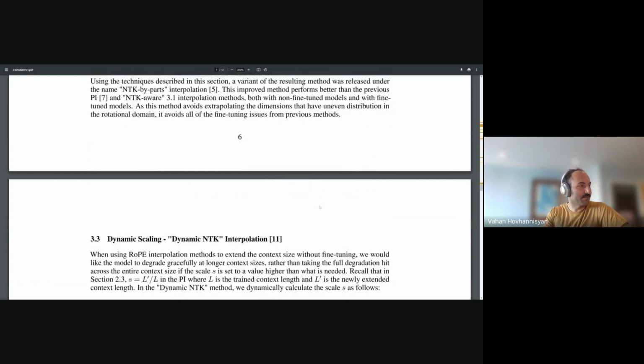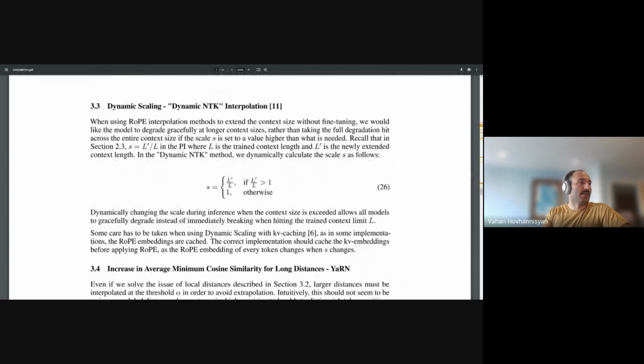Good. They mentioned the dynamic scaling, and at the end they also mentioned that you don't always want to use S as the ratio, because when the context length is still less than the train size, you don't want to do anything. Just keep the scale, don't take values less than 1. This also helps the training. Okay. Any comments so far?